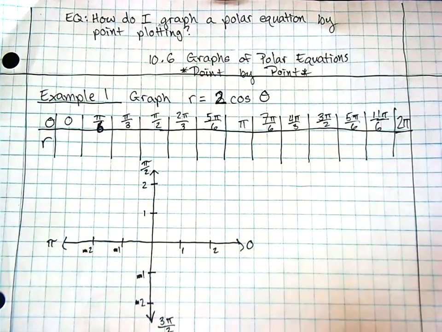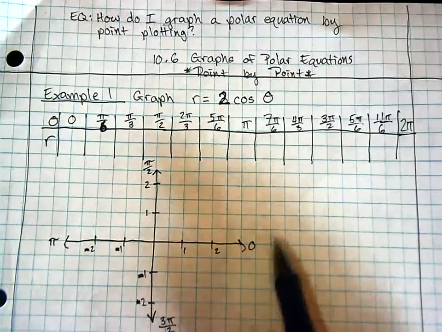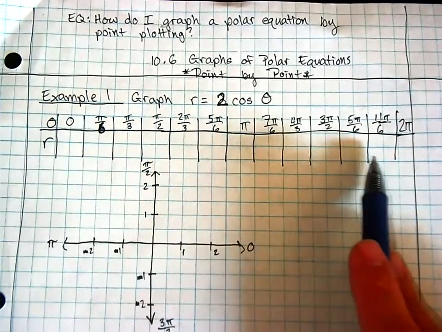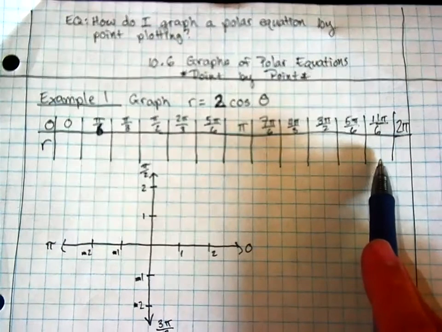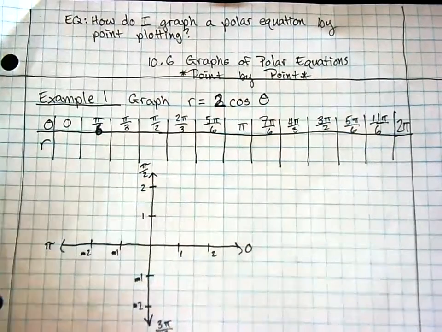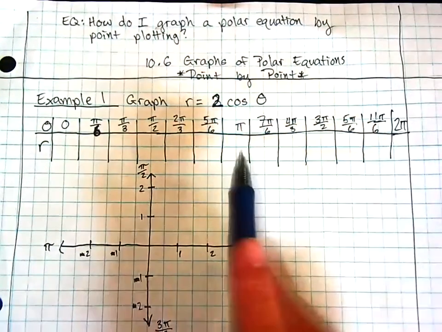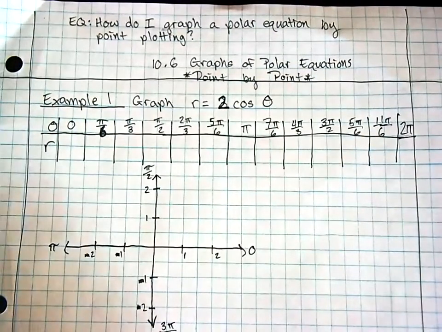Okay? Now that you've copied everything down, let's go ahead and plug things in. So here I've set up a table with values from 0 all the way to 2 pi. The reason we're going to go from 0 to 2 pi is we want to make sure that we're covering the entire curve within a possible domain. Sometimes it only has to go to pi, sometimes it has to go to 2 pi, but we're going to test 2 pi for today.